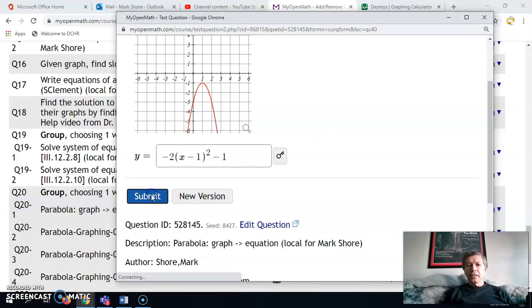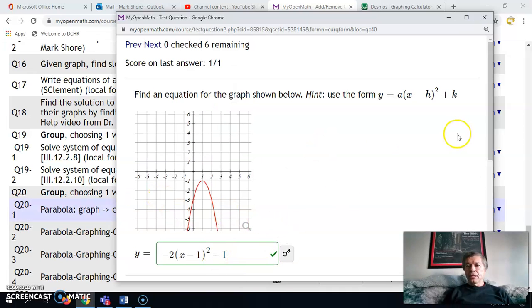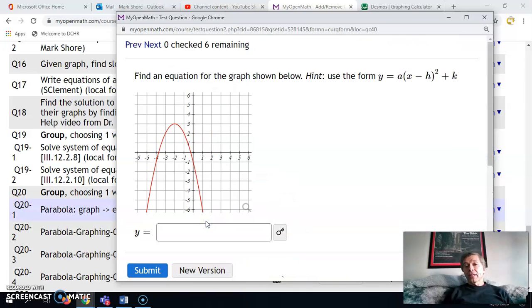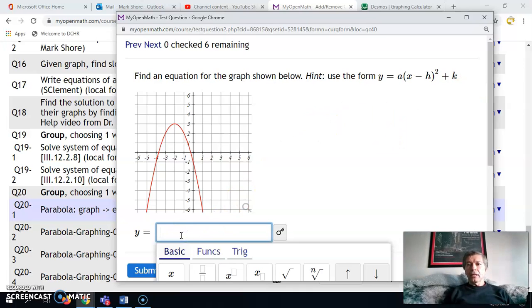So we'll submit it and we get a green, and let's do a new version here. So let's see if this is something new. This one still opens down. I tell you what, let's go ahead and do it. So this one would be y equals, what we could do is take care of the vertex point. We can do it in order.